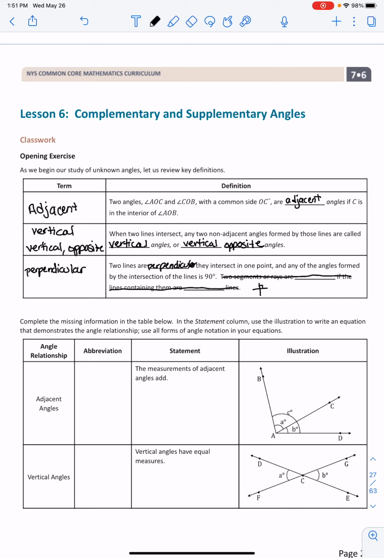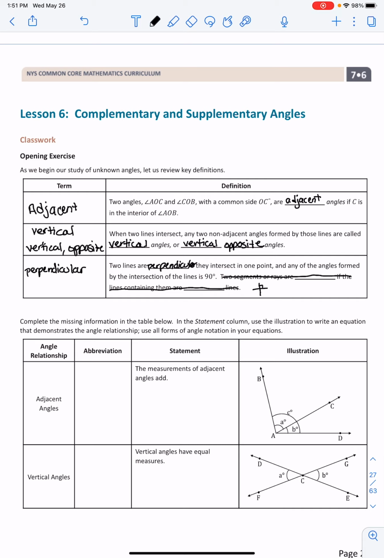Next, we are going to complete the missing information in the table below. In the statement column, we're going to use the illustration to write an equation that demonstrates the angle relationship. And we're going to use all forms of angle notation in our equation. So also we are going to use the abbreviations.